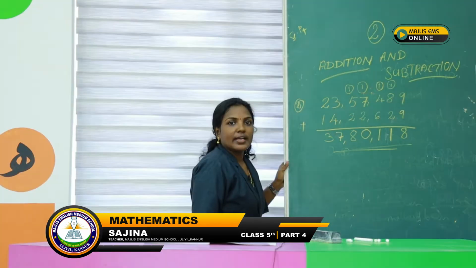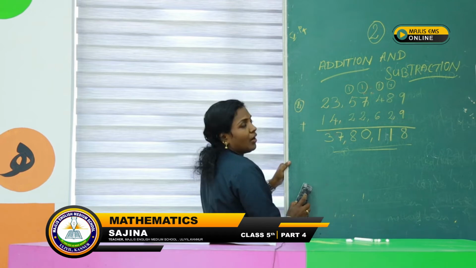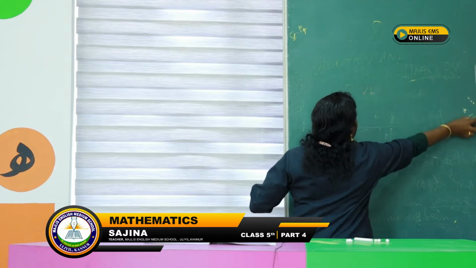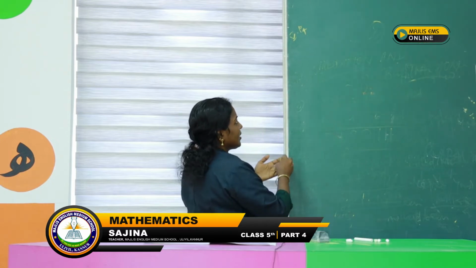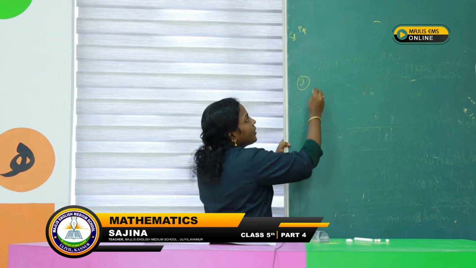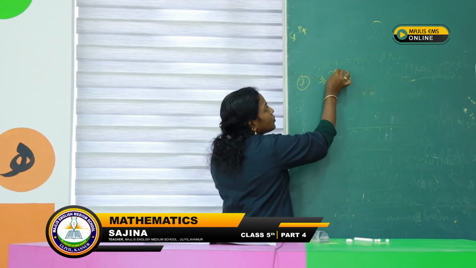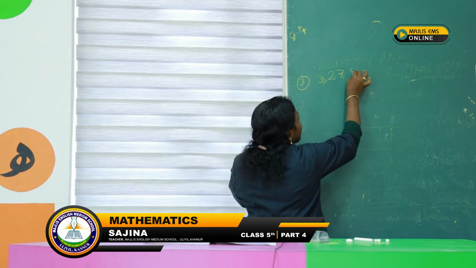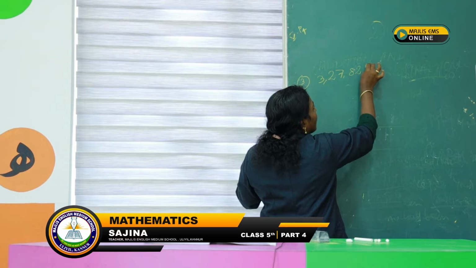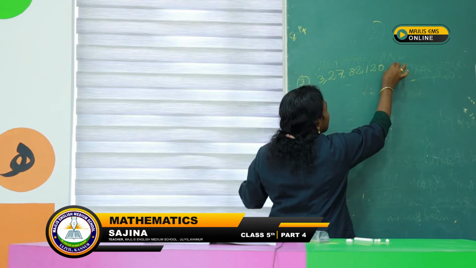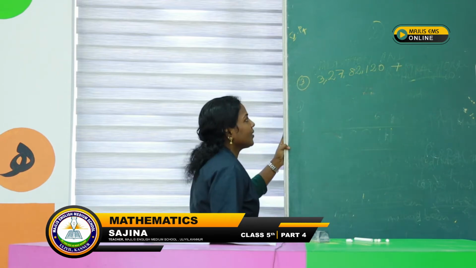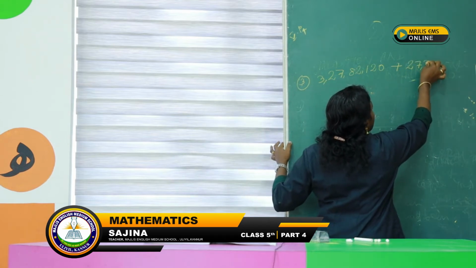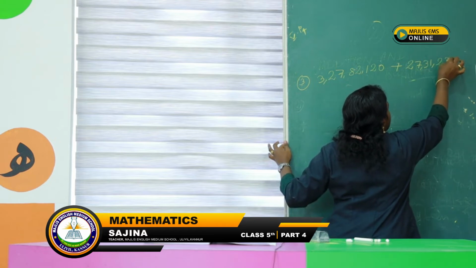answer. Okay, then our third question is: 3 crore 27 lakh 82,120 plus 27 lakh 31,232.